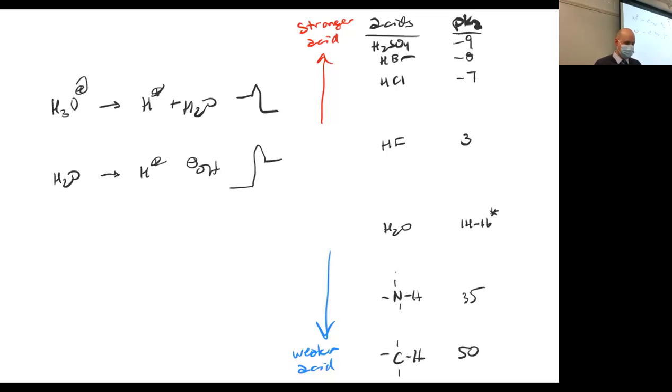So H3O plus goes forward 100 times for every 1 time it stays behind. So the math on this is pretty simple. The Ka is 100 over 1, or 10 squared over 1. So the log of 10 squared is 2. So the negative log, which is the pKa, is -2. So for H3O plus, or any O plus, your pKa is around -2.